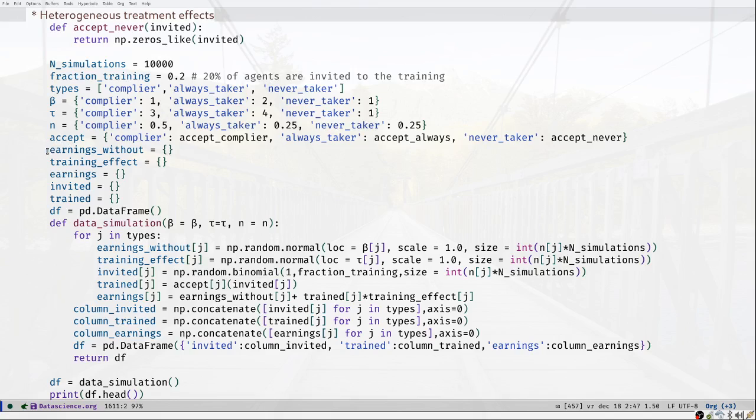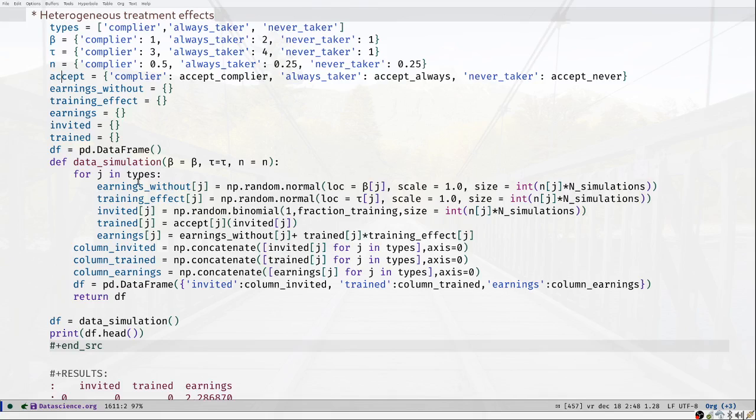So we're going to keep track of the information that we have on earnings without training. We're going to keep track of the training effect that we're going to see. We're going to calculate earnings, which is basically the sum of these two. We keep track of who was invited and who was not invited, and of who got training and who did not get training. And then we're going to define df as our data frame that we're going to be working with. So pd is pandas, and df is a data frame.